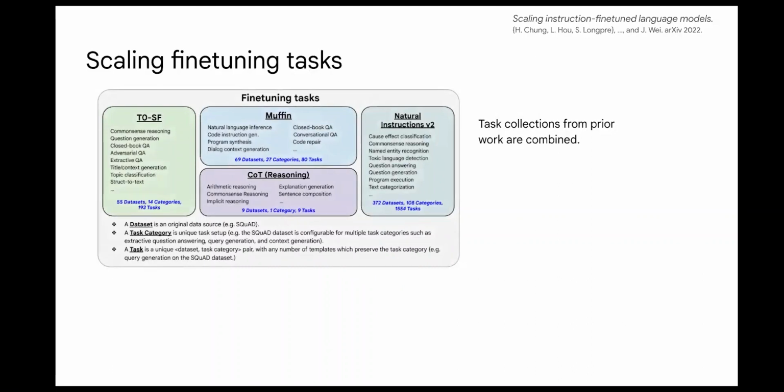So the way that we did this is that we basically took all the tasks that we could find from prior work and we merged them into one mixture and did fine-tuning on that. And we also wanted to unlock the ability for language models to do chain of thought reasoning. And so we included these data sets where we had these chain of thought annotations as part of fine-tuning.